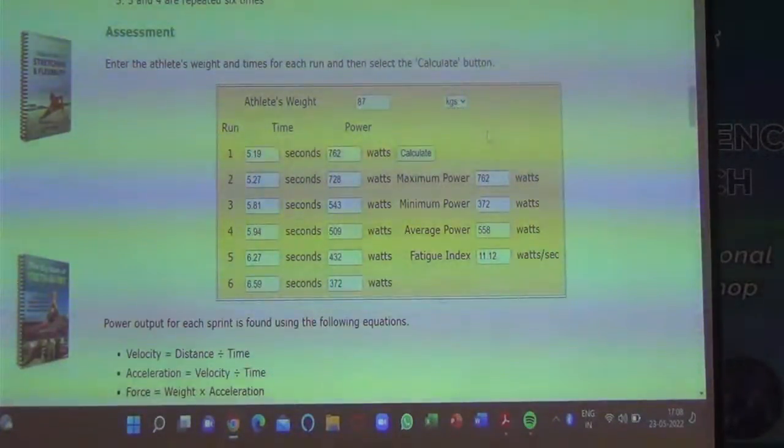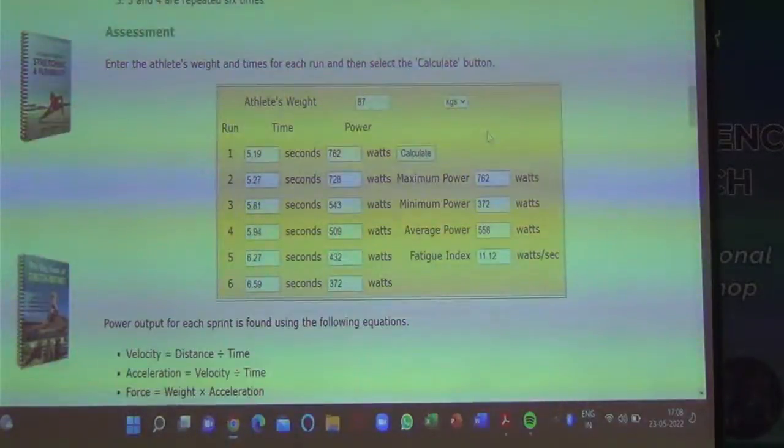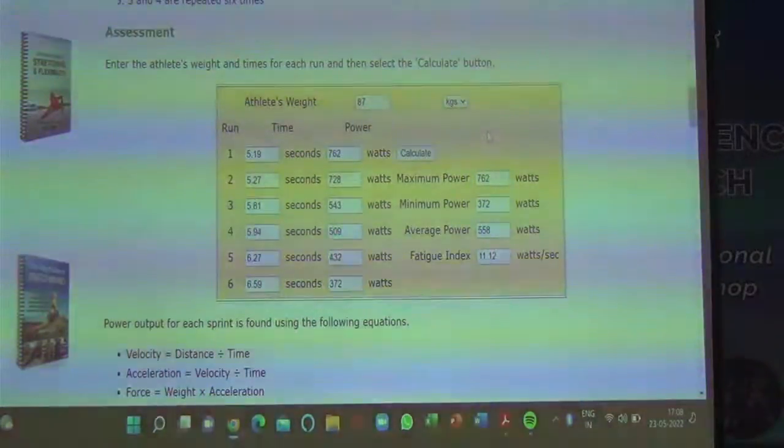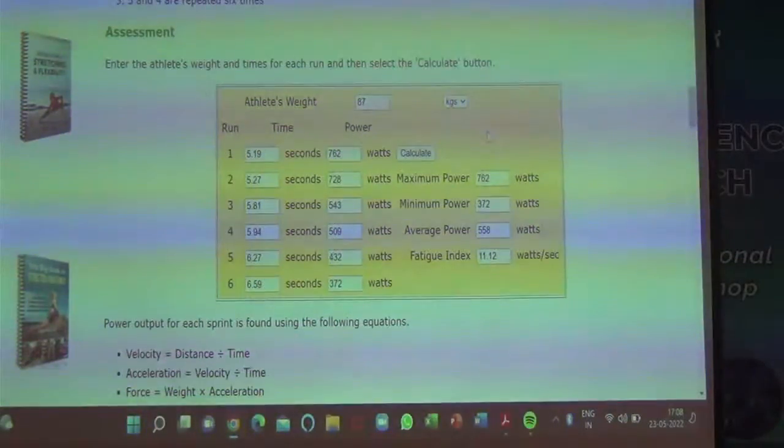Just write down the details. This is the site. You can note it down for your future reference. We usually follow this site. Widely accepted. So this is how we calculate maximum power, minimum power, average power and fatigue index. First you can go for manual calculation, then cross check. We have bus data, we have software. You can purchase software as well.